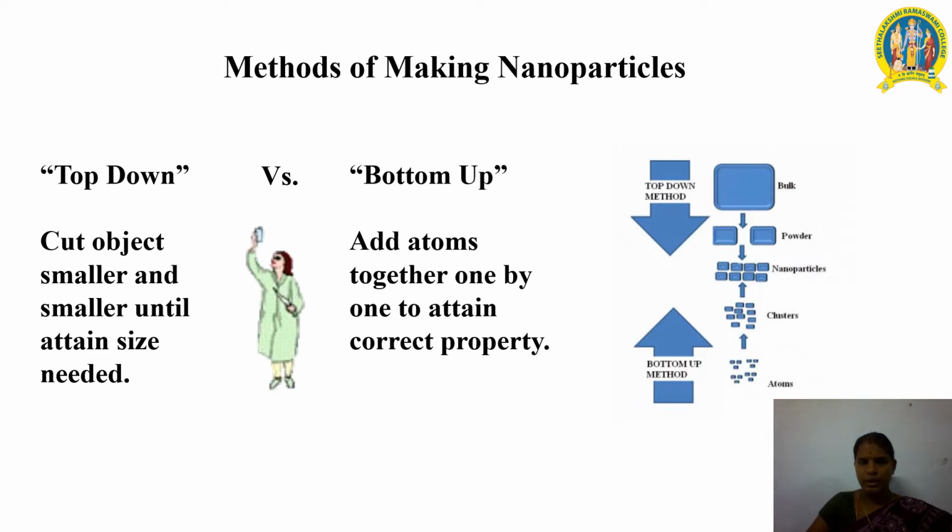How to prepare a nanoparticle? In general, there are two basic approaches. One is top-down and another one is bottom-up. In the top-down approach, the materials are cut into smaller pieces until the desired size is achieved. Whereas in the bottom-up approach, atoms are added together one by one in order to attain the desired size.